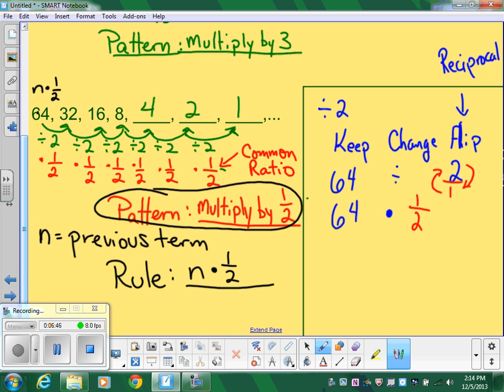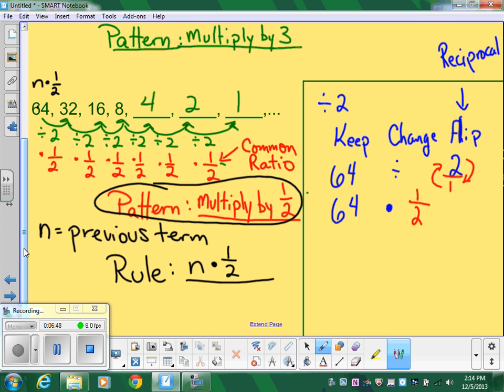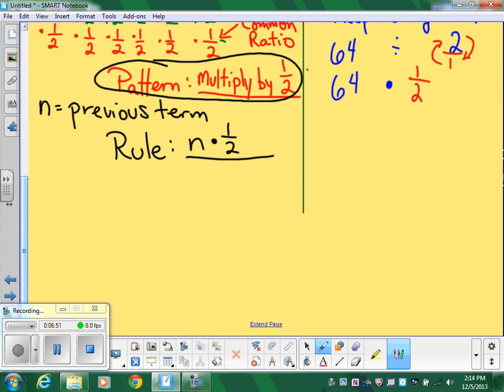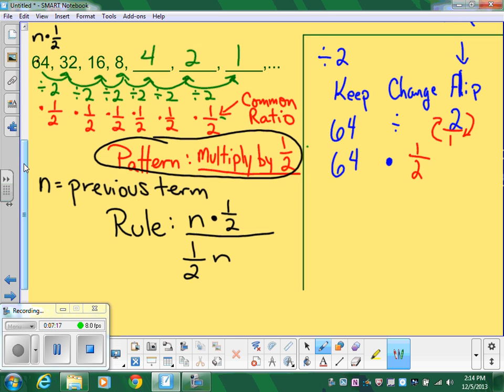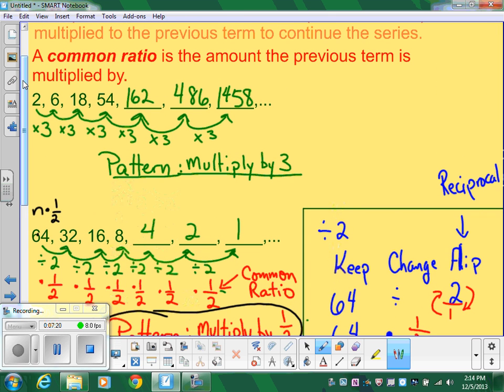Of course, this looks real awkward. So we're going to use all of our wonderful algebraic skills and restate this as an algebraic expression. So in this case, the rule 1/2 n will give us the resulting series of 64, 32, 16, 8, 4, 2, and 1, continuing on forever. Let's apply this to the first example. What is our common ratio?